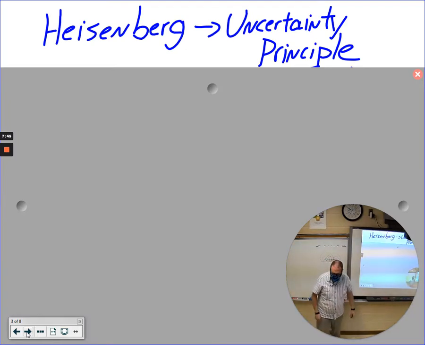The first of the different rules we're going to take a look at is something called the Heisenberg uncertainty principle. It was authored by, I believe he was a German scientist, named Werner Heisenberg.